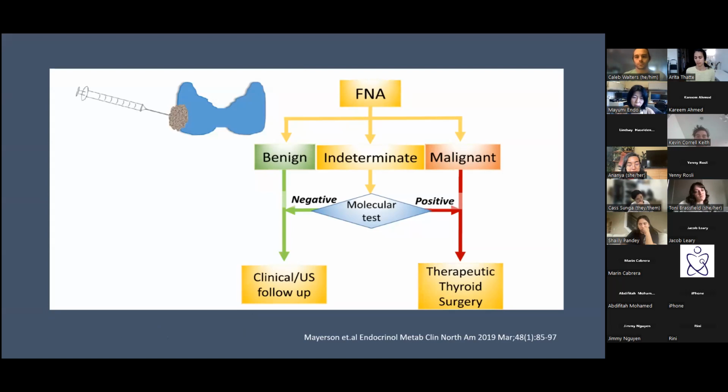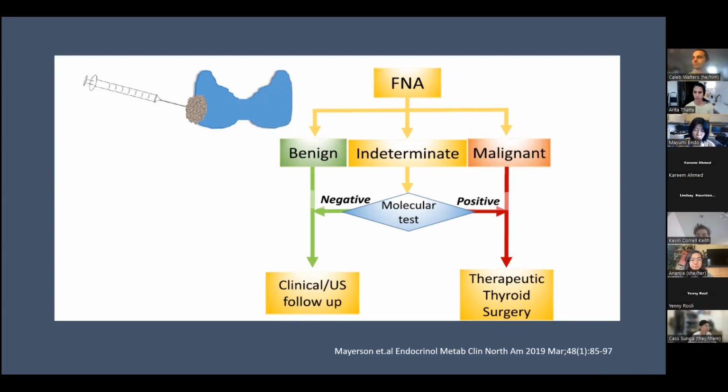From my experience and what the studies have shown, if it's negative or benign, it is a very reliable test. Negative predictive value is 96 to 98%, which is actually better than the benign cytology results. In that case, we can call these thyroid nodules benign, and we can follow these nodules without doing the surgery. If it's positive, it depends on the mutation, but we typically go for a surgery.